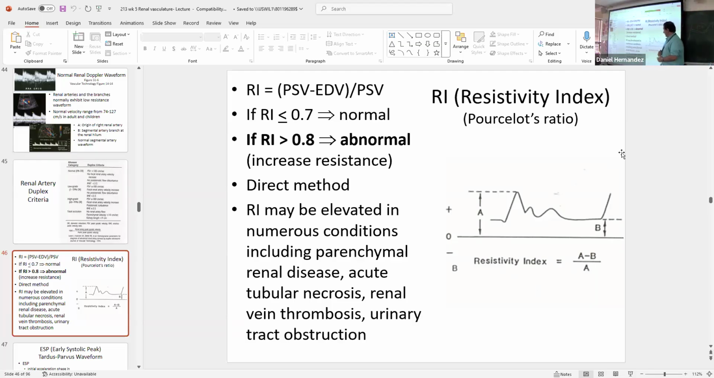We're going to learn about some of the different conditions that could lead to elevated RIs, but this is just going into a couple of them. The conditions are quite numerous. So everything from parenchymal renal disease to a condition called acute tubular necrosis we're going to learn about, to renal vein thrombosis, to even urinary tract obstruction. So hydronephrosis can raise a patient's RIs.